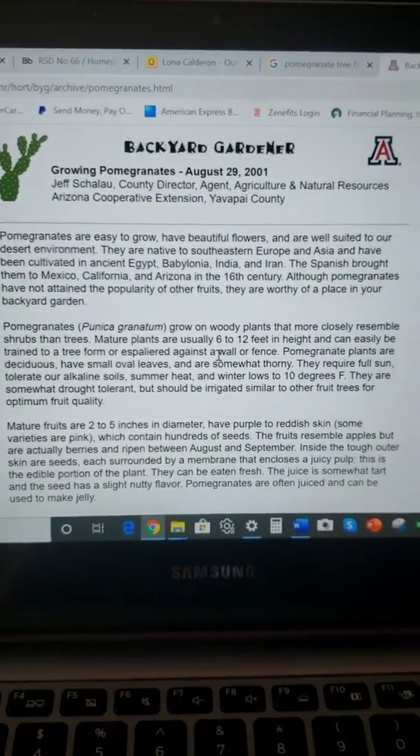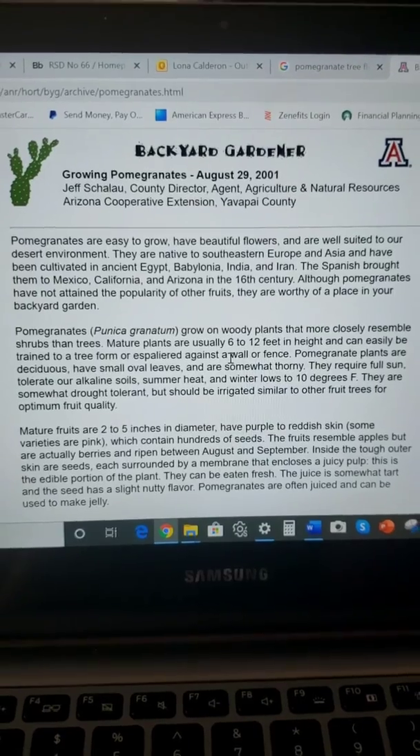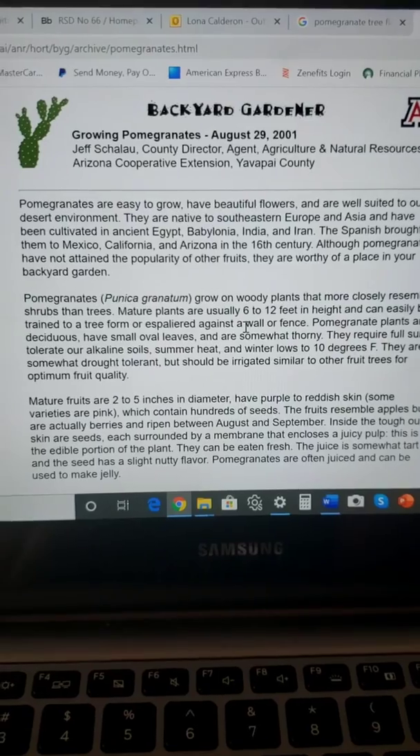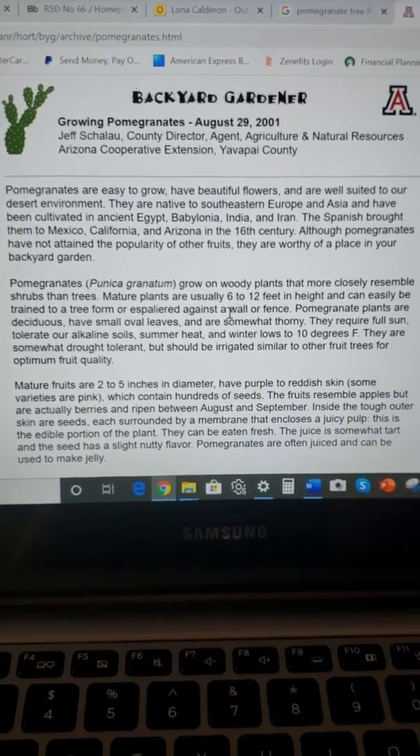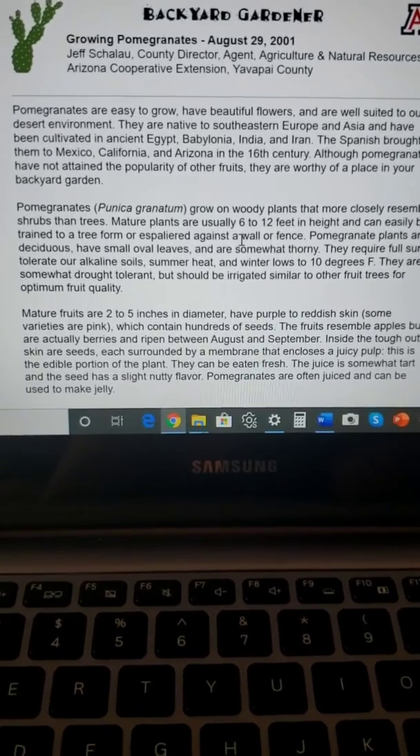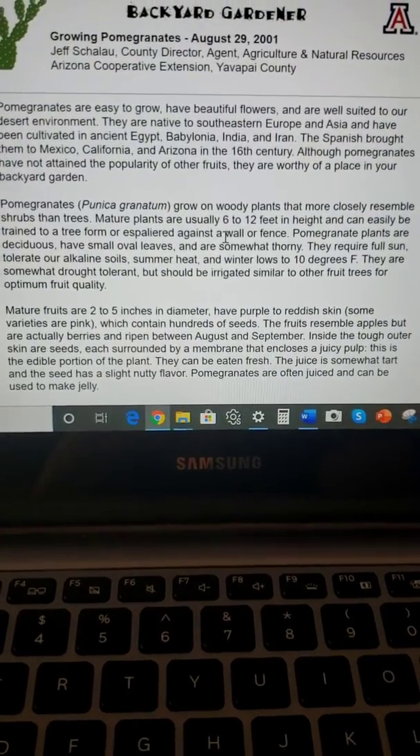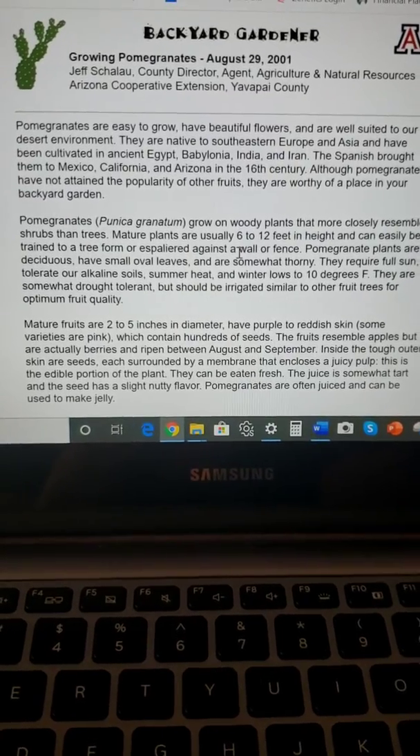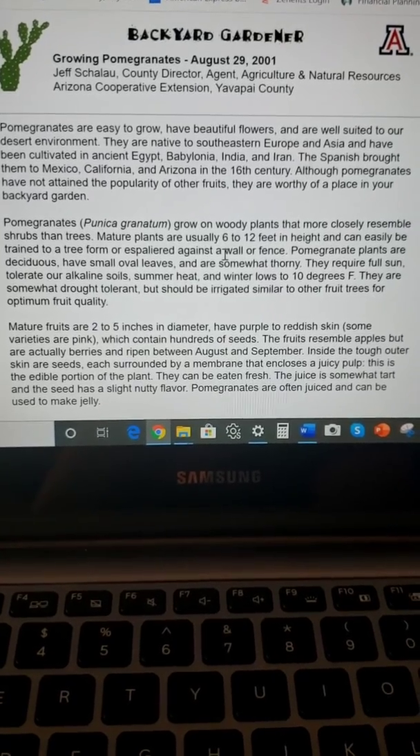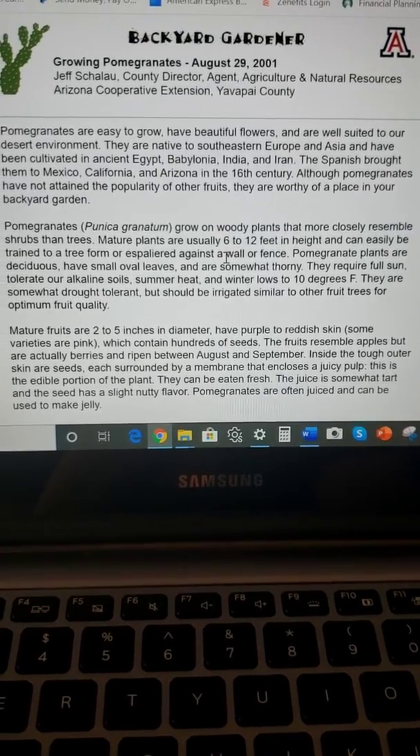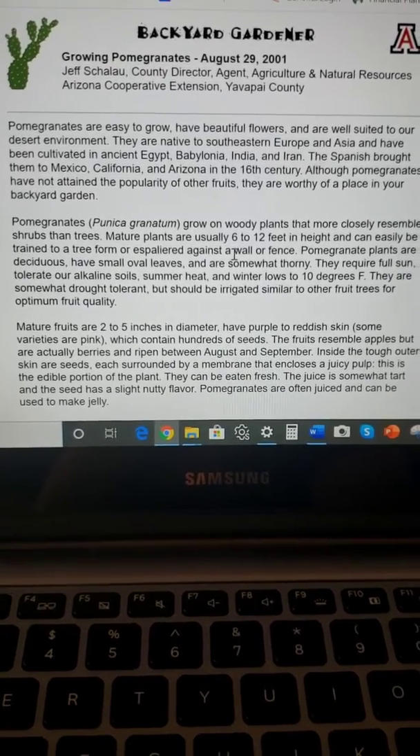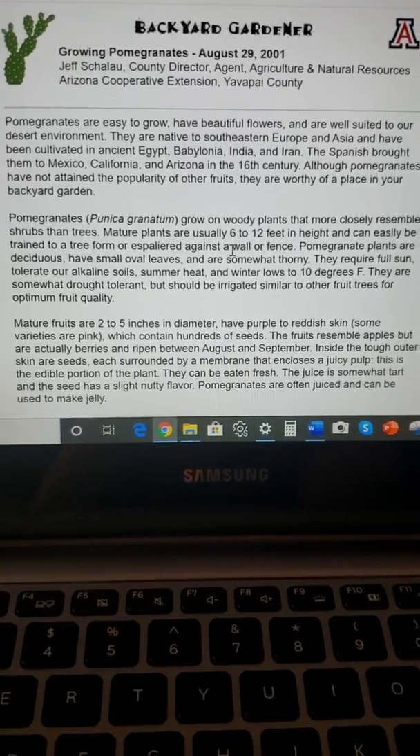And one thing I wanted to talk about when you do research, the source of your research is really important. If you have a source that's not reliable, you could get wrong information, and that could really mess up your research project or your research paper, and you could have inaccurate information. So this is an article written in 2001, so it's kind of old, but that's okay. I doubt much has changed about growing pomegranates.